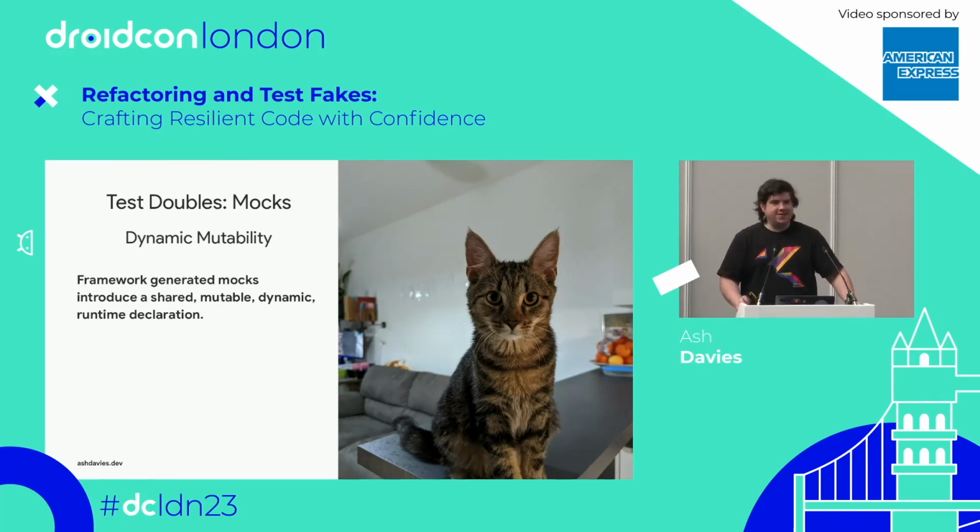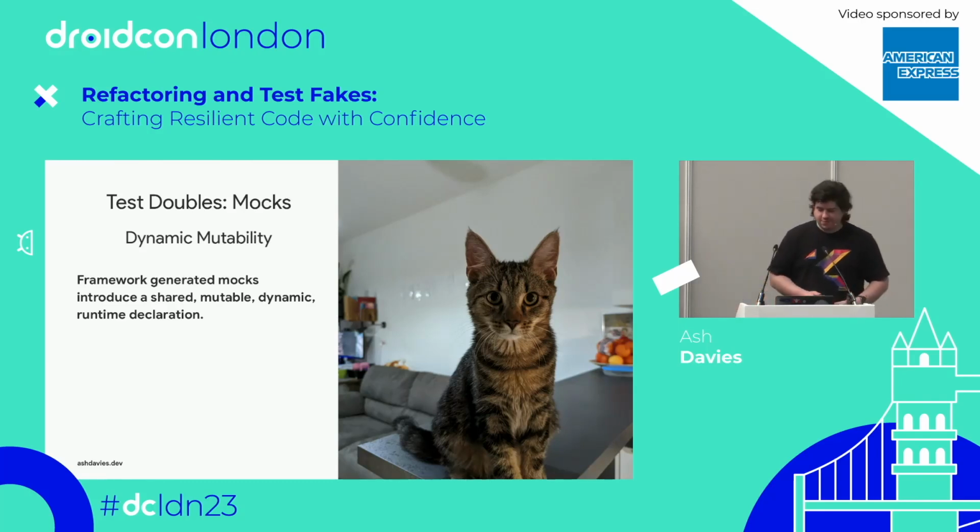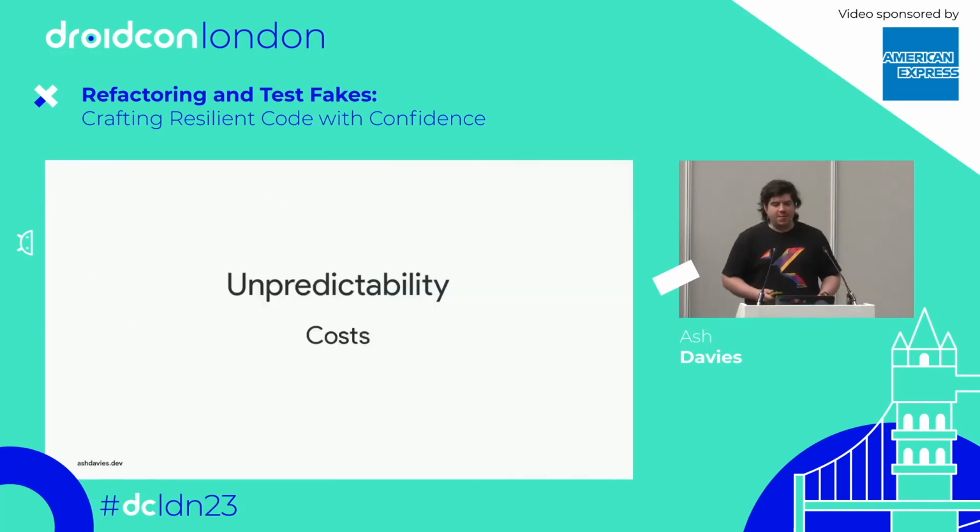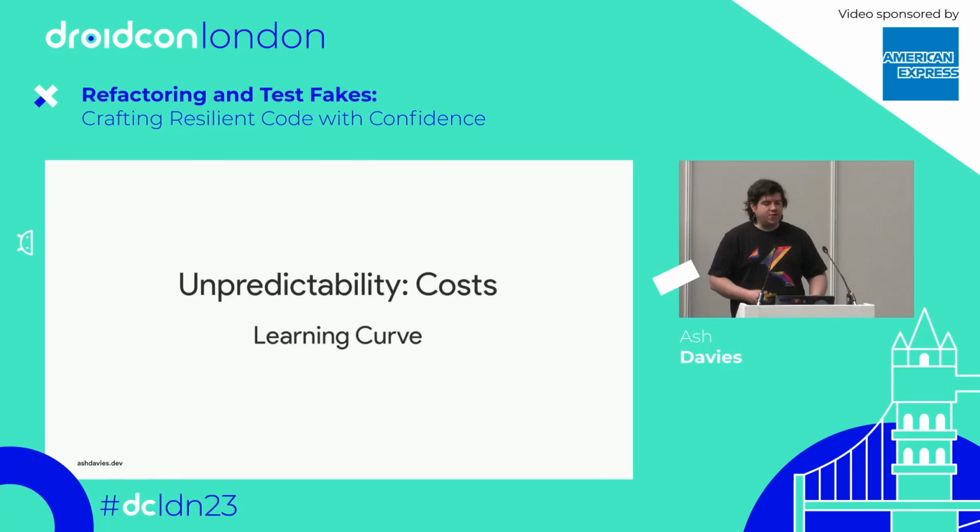Dynamic mutability is the root of all evil. So this concept that I've touched on many times here about unpredictability, it's a really underrated metric. Much like tech debt, it's hard to quantify, and it's going to manifest in lots of different ways. So it's going to manifest in an increased learning curve.